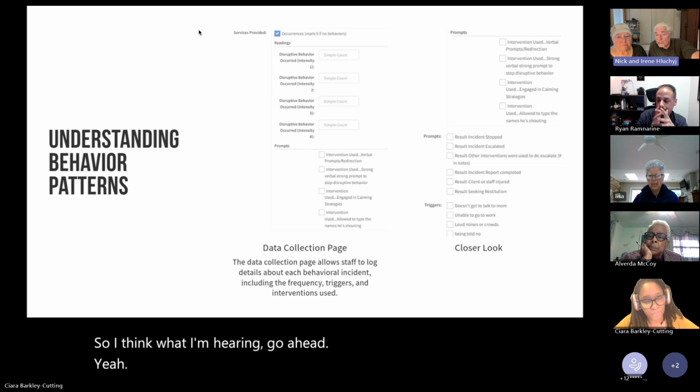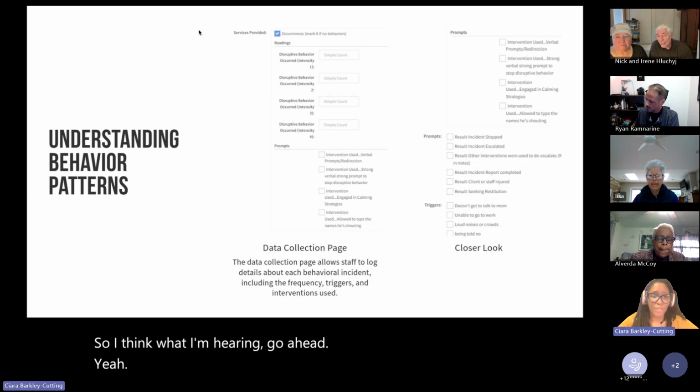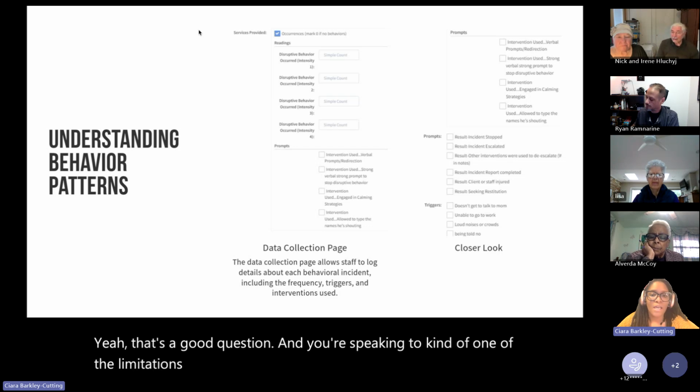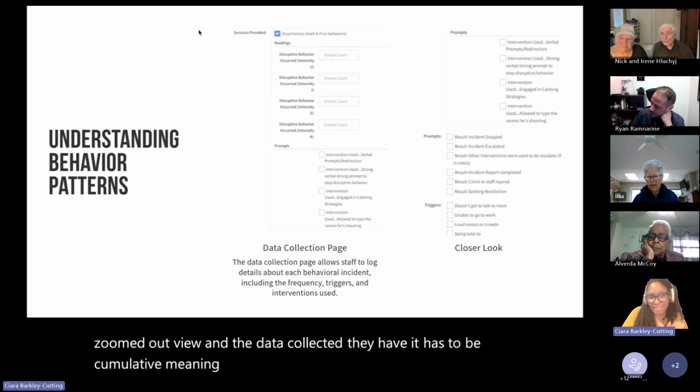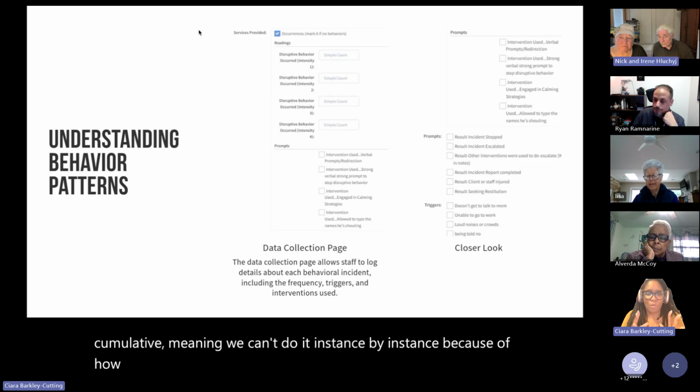For example, if you have 20 incidents, you might have 10 incidents stopped and 10 incidents escalated. But how would that be reflected? Yeah, that's a good question, and you're speaking to one of the limitations of this system. What it is giving us is a zoomed out view, and the data collected has to be cumulative, meaning we can't do it instance by instance because of how iCare is set up.